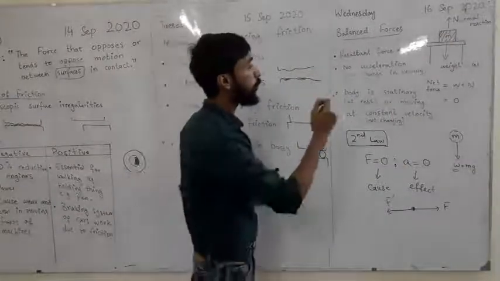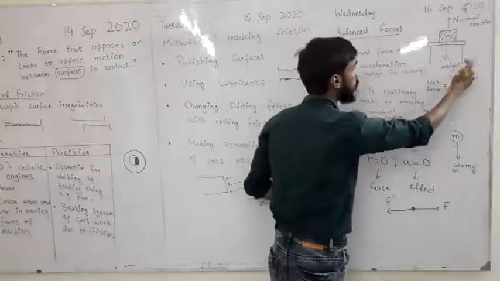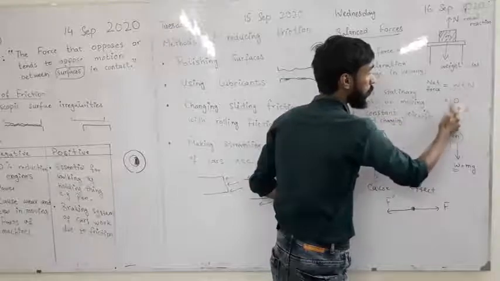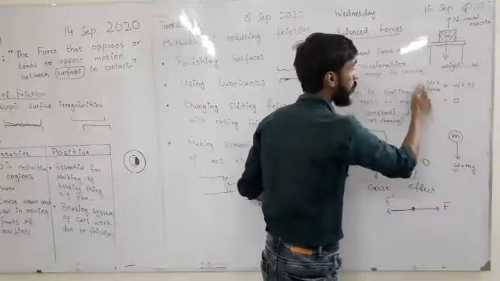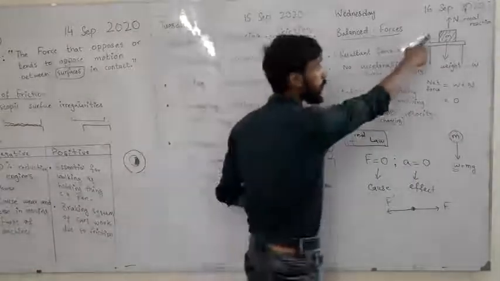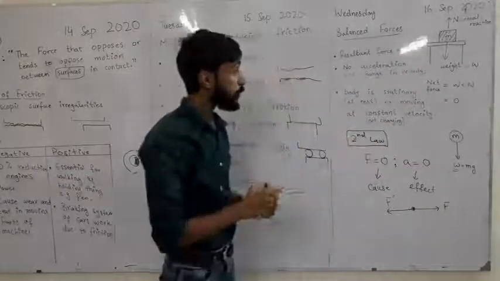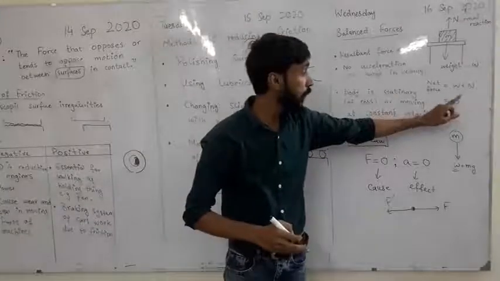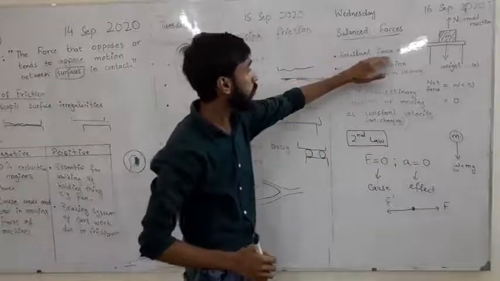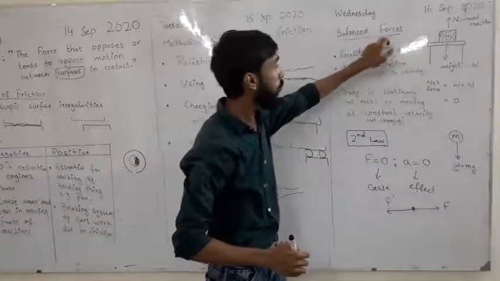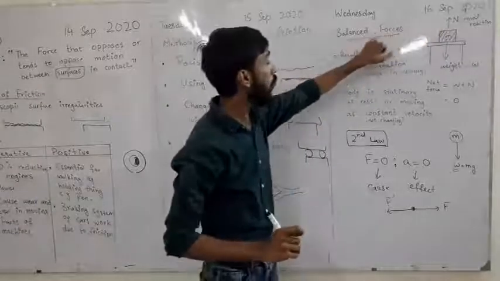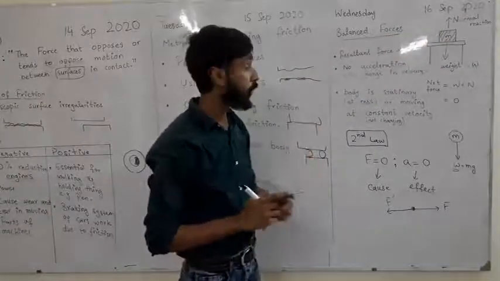What do we conclude from this? When we add the weight and the normal reaction force, the resultant, or net force, is zero, because the object is not moving. If the object was moving, the net force would never come out to be zero. So we conclude resultant force is zero when the forces are balanced. This is called the balancing of force or the balanced forces.